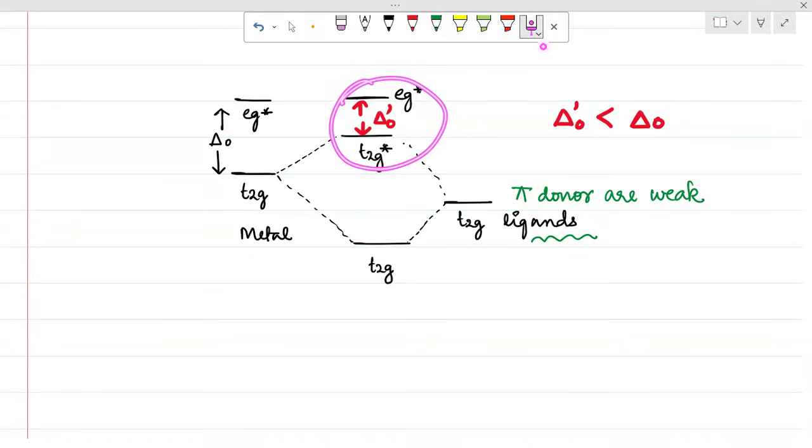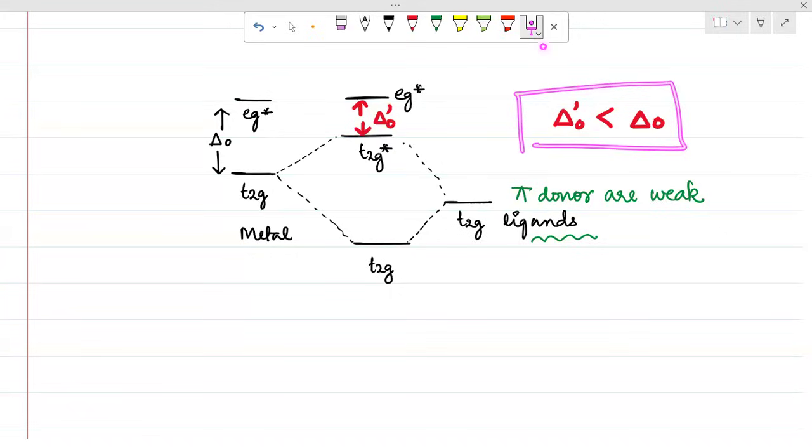Earlier, when you did not have any pi donors, when you have only sigma bonding ligands, you can see that the splitting between T2G and EG is huge. But the moment you have some sort of weak ligand or a pi donor ligand coming, the spacing decreases. That is because now the spacing is between T2G anti-orbital and EG anti-orbital. And hence, pi donors are weak. This is an evidence which was put forth by LF.